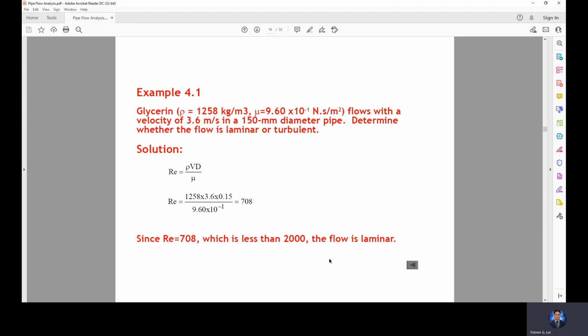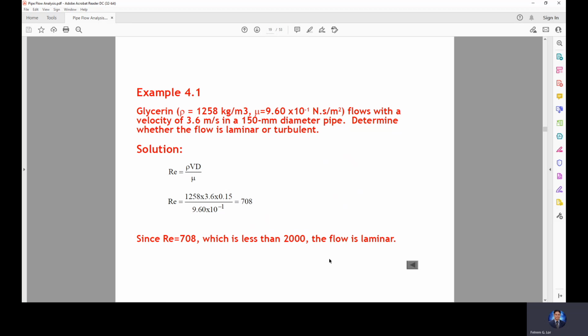Okay, so we have an example. We have glycerin. Glycerin is a type of fluid which has a density of 1,258 kilograms per cubic meter. It has a dynamic viscosity of 9.6 times 10 to the negative 1 Newton second per square meter. So that's the unit of dynamic viscosity. It flows with a velocity of 3.6 meters per second in a 150 mm diameter pipe. You have to determine whether the flow is laminar or turbulent.